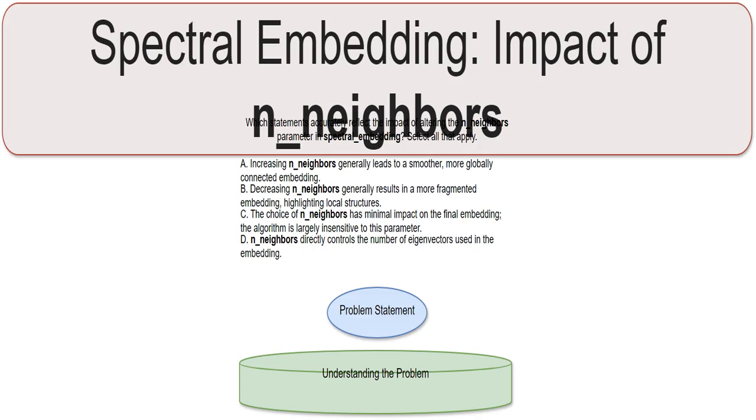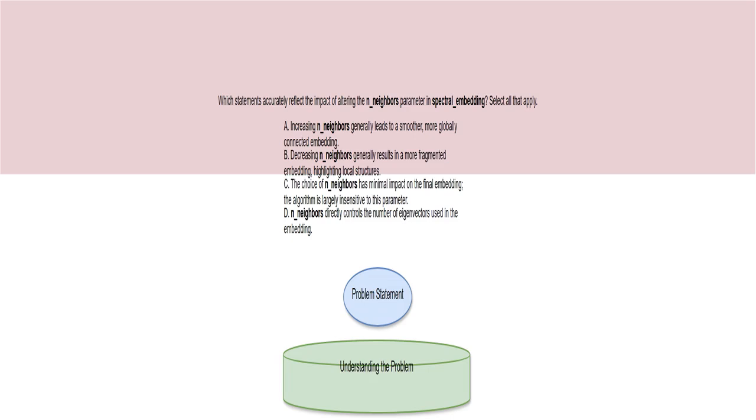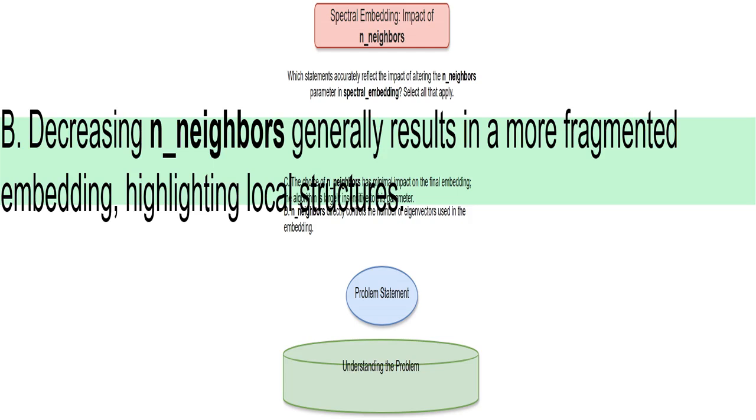I need to evaluate different statements about how n_neighbors affects the results of the spectral embedding. This statement suggests that increasing the number of neighbors makes the resulting embedding smoother and more interconnected. I need to determine if this is true. Here, we're considering the opposite. What happens when fewer neighbors are used? This statement proposes that a fragmented embedding will result. I'll decide if this is correct.